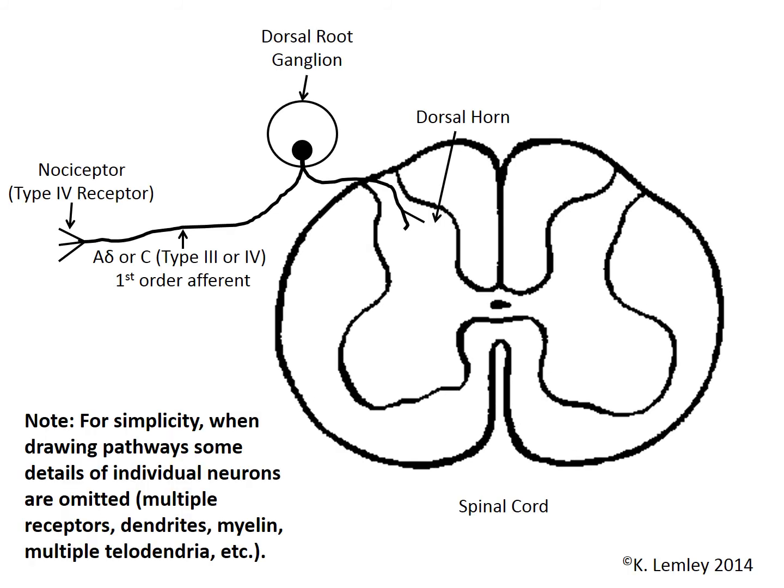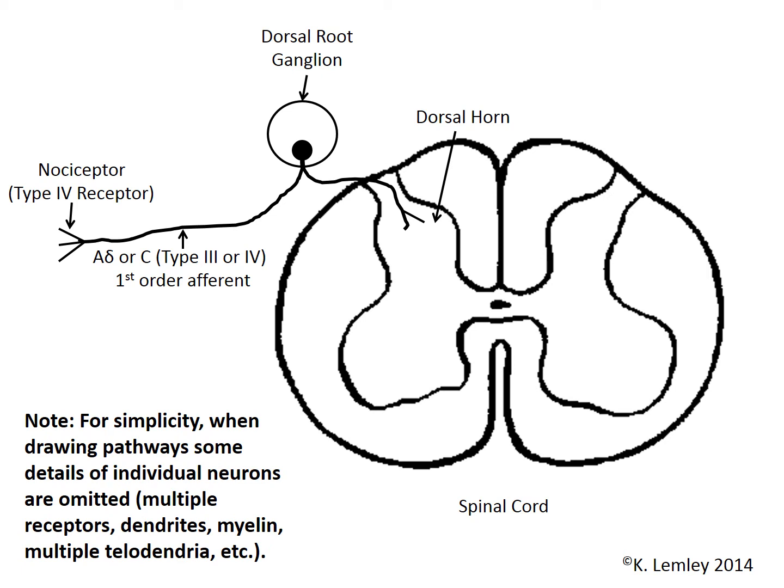So let's draw this out. So we have a spinal cord segment here. Here's what it looks like with our first order afferent drawn in. At the end of the peripheral axon, we have a nociceptor or type 4 receptor. The name is dependent upon if we're in the skin or if we are in muscle, tendon, or joint. That peripheral process is an A delta or C if we're in skin, a type 3 or 4 if we're in the deeper tissues.